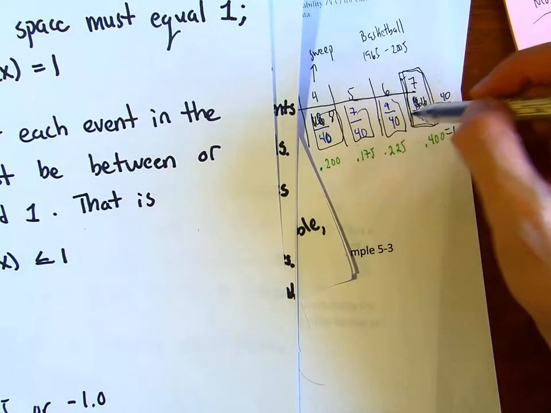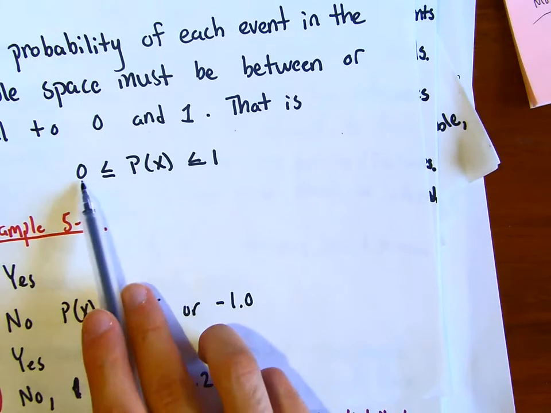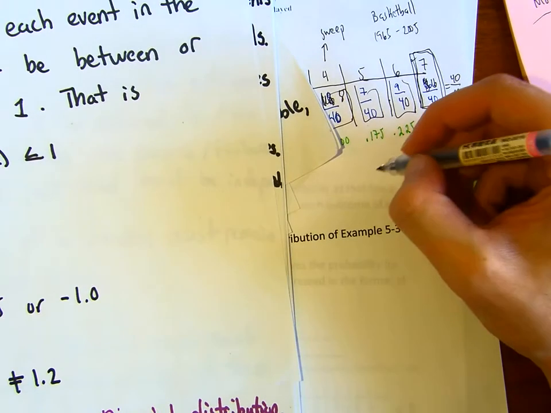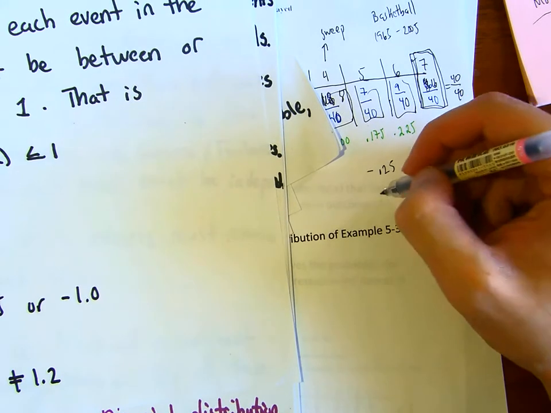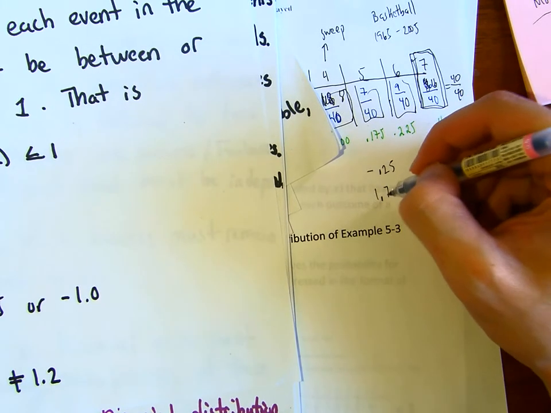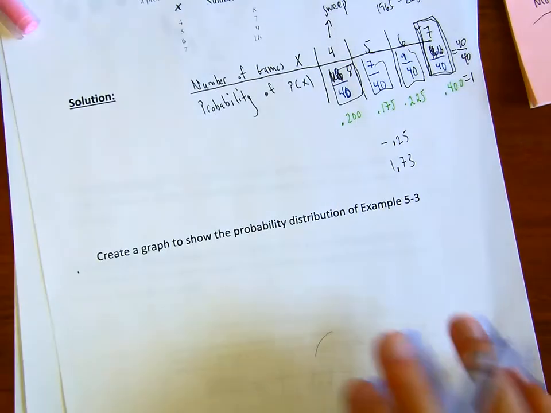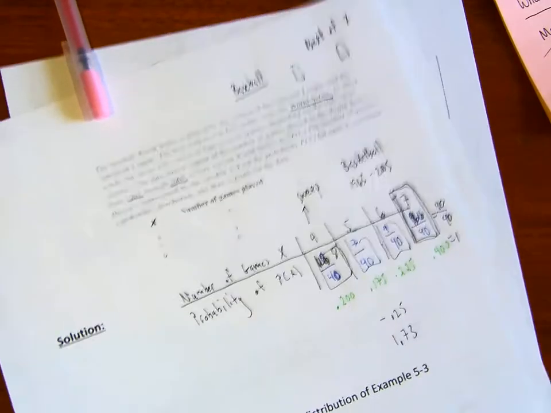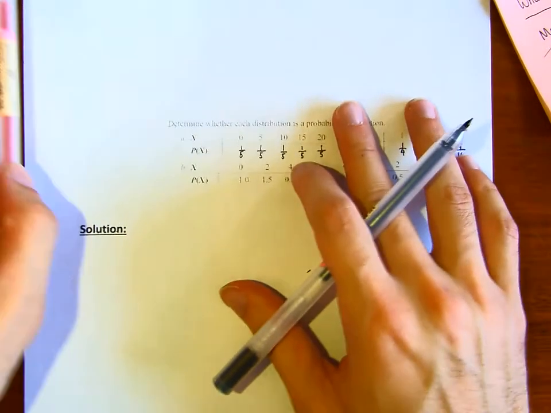Notice that these fractions over here within the probabilities must be between 0 and 1. You can't have a probability of something being a negative value, like negative 0.25, or saying that the probability of something happening is 1.73. Your probabilities must be between 0 and 1. Okay? So looking at this scenario over here, let's take a look, and we're almost done.